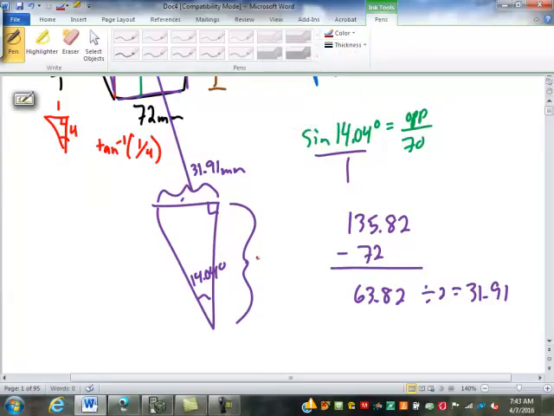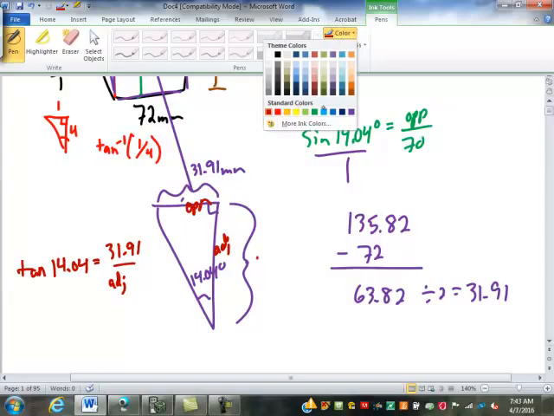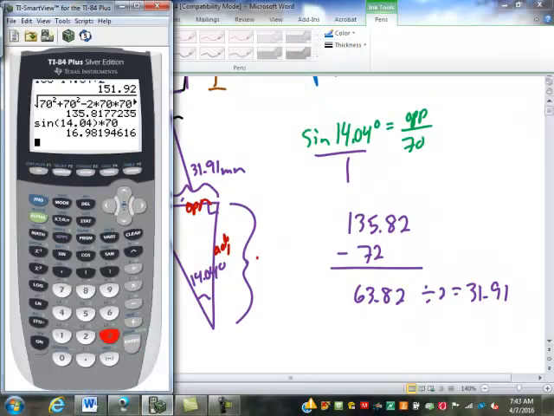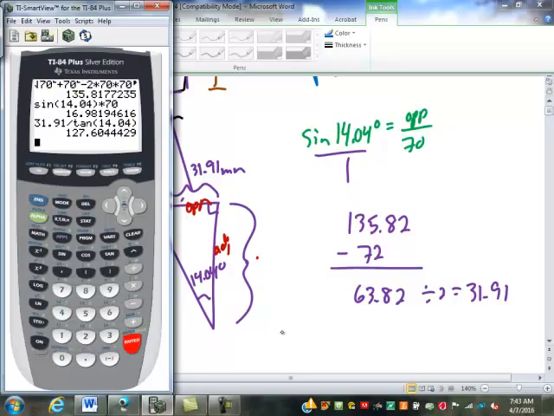So then this side over here would be the adjacent side, and this is the opposite. So we're looking at a tangent. Tangent of 14.04 is equal to our 31.91 over that adjacent side. So we will do this over 1. 1 times 31.91 is 31.91 divided by the tangent of 14.04, which is 127.60.